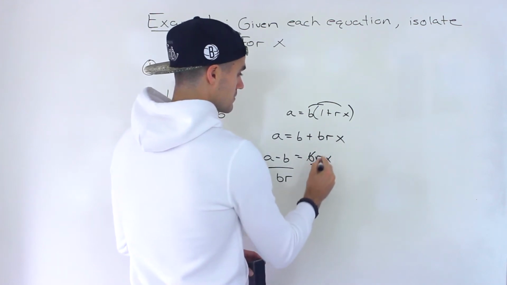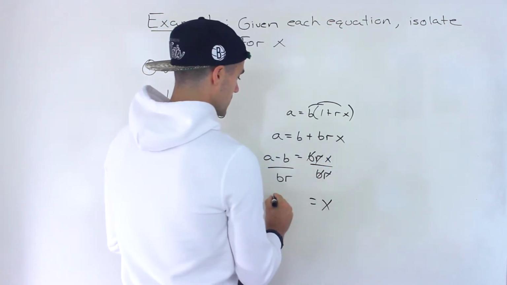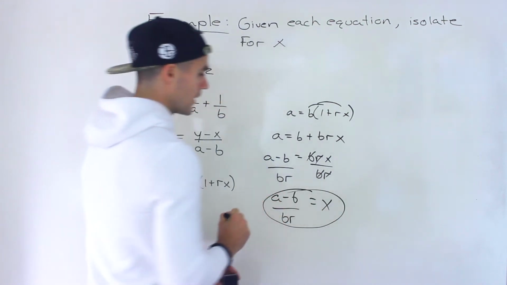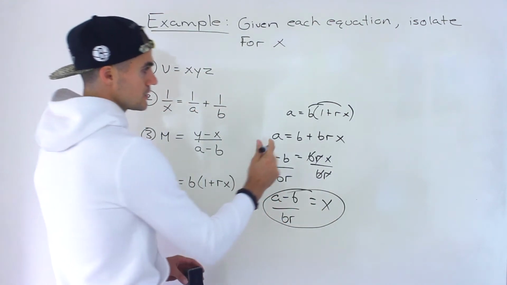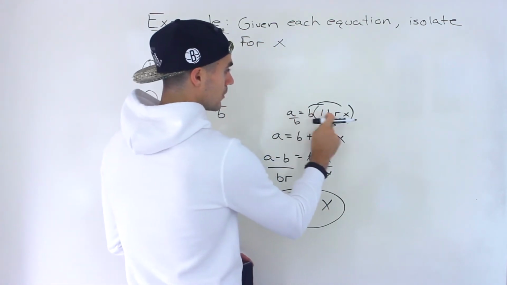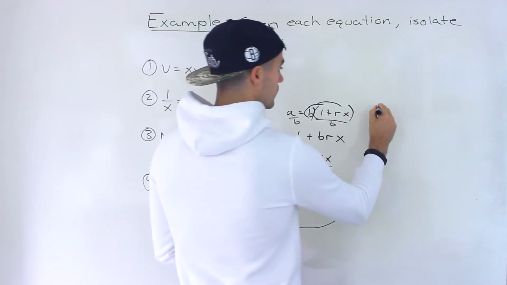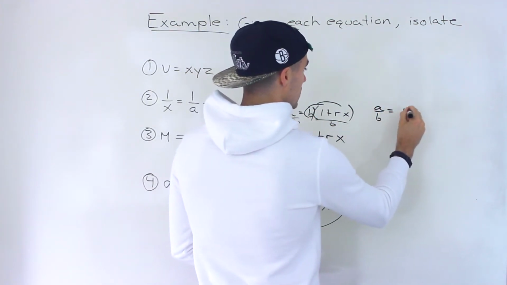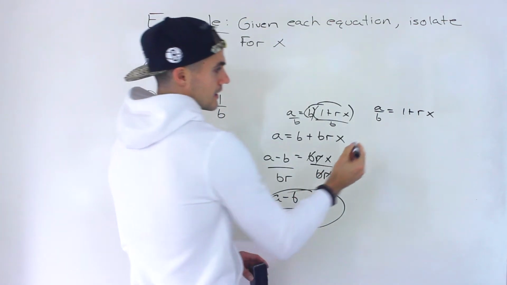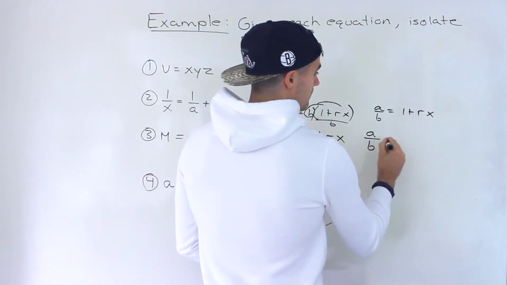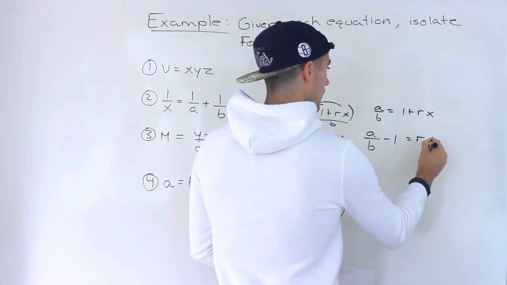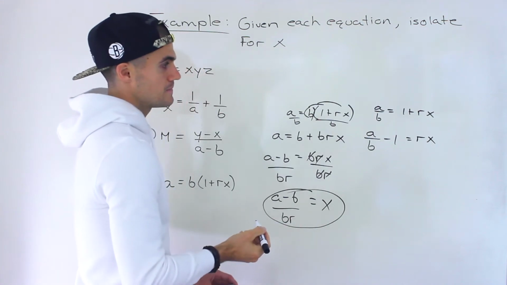So these cancel out, and so x would end up equaling a minus b over br. So that's one way. Another way you could have done it is you could have divided both sides by b at this point, because these two expressions are multiplying. So we'd end up with a over b equals 1 plus rx, like that. And then we'd have a over b minus 1 is equal to rx, like that.